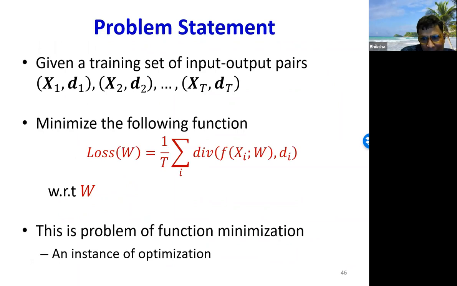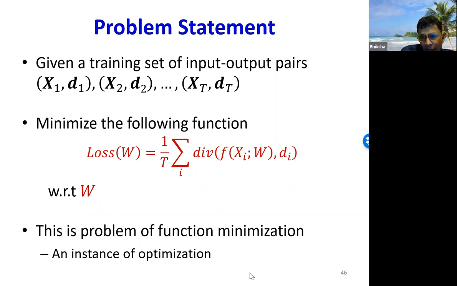Here's our problem stated again. We are given a training set of input-output pairs. Each training instance includes the input to the network and the desired output, the value that you want the output to be. We define a divergence between the actual output of the network and the desired output. We define this loss function, which is the average divergence over all of your training samples. We're going to minimize this loss with respect to W.